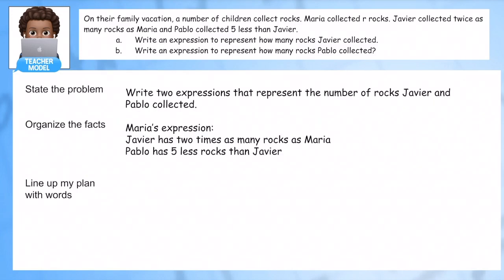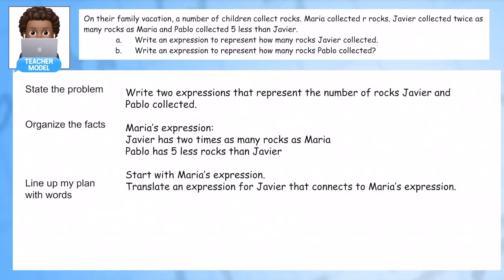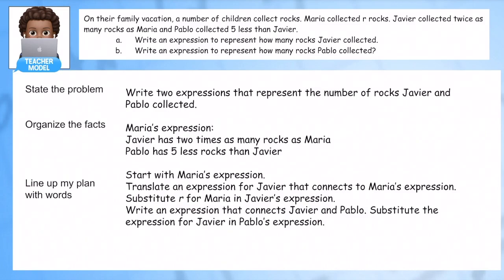So here's our plan, and it's going to seem a little complicated, but watch it in action with these steps. I'm going to start with Maria's expression, and I'm going to translate an expression for Javier that connects to Maria's. So I want us to think, how does the number of rocks she has connect to what Javier has? Then I'm going to substitute R for Maria in Javier's expression. So I want you to think about what that looks like in the work. Then I'm going to write an expression that connects Javier and Pablo's number of rocks, and I'll do the same substitution for Javier's in Pablo's expression. So this might seem a little weird. It's hard to visualize right now, but hit pause, jot this down in your notes, and watch what this looks like as I'm modeling.